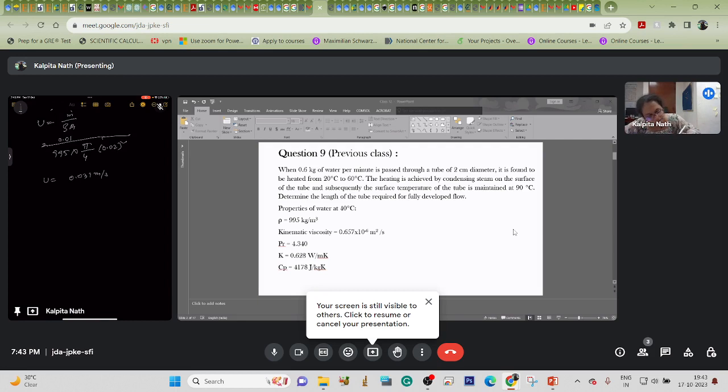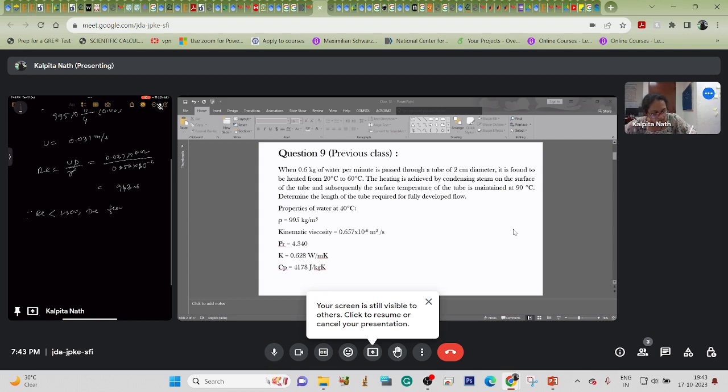Now, let us first determine the type of flow. Velocity is given, so we'll find the Reynolds number, which is D U by nu. So this will be 0.031 into 0.02 upon 0.657 into 10 to the power minus 6. So this is 943.6. Therefore, Reynolds number is less than 2300, and the flow is laminar.